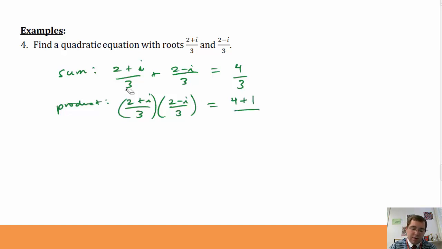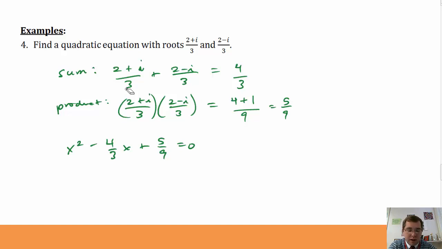And then I've got 3 times 3 on the bottom, which is 9. So 5 over 9. So that means an equation that has these two roots would be x squared minus 4/3 x plus 5 over 9 equals 0. That's the conclusion I just reached above. If I take the sum of the roots and take the negative of that in the middle, and I take the product of the roots and add that onto the end, then that will be an equation that has those roots. Now there are other ones.